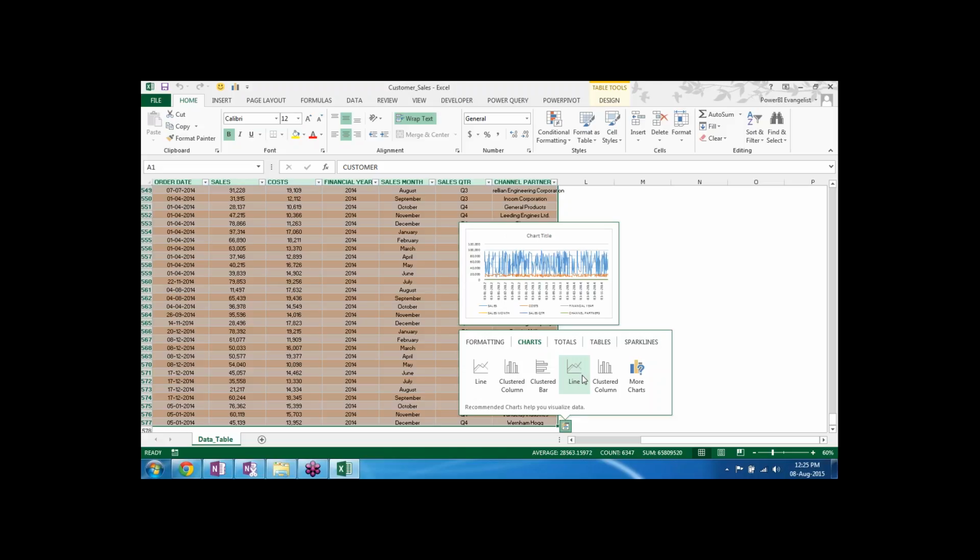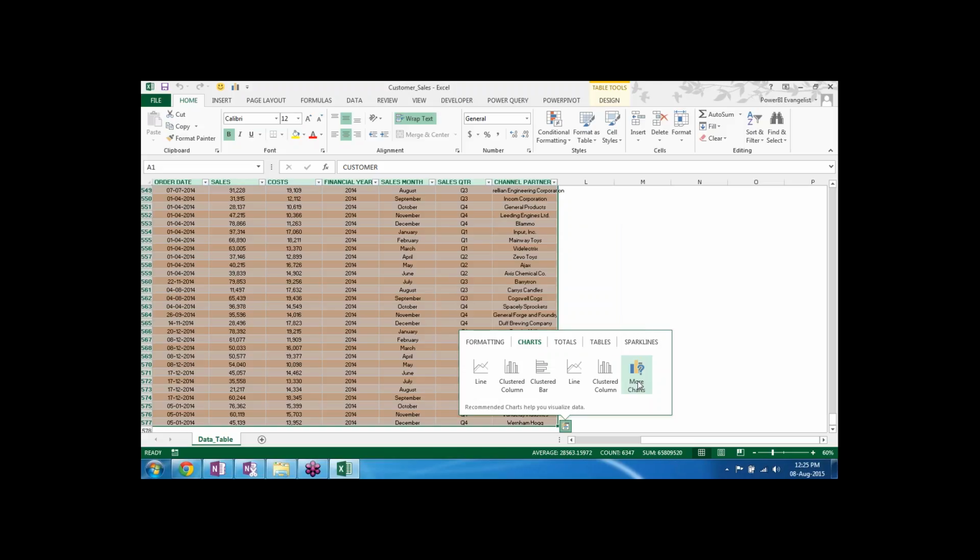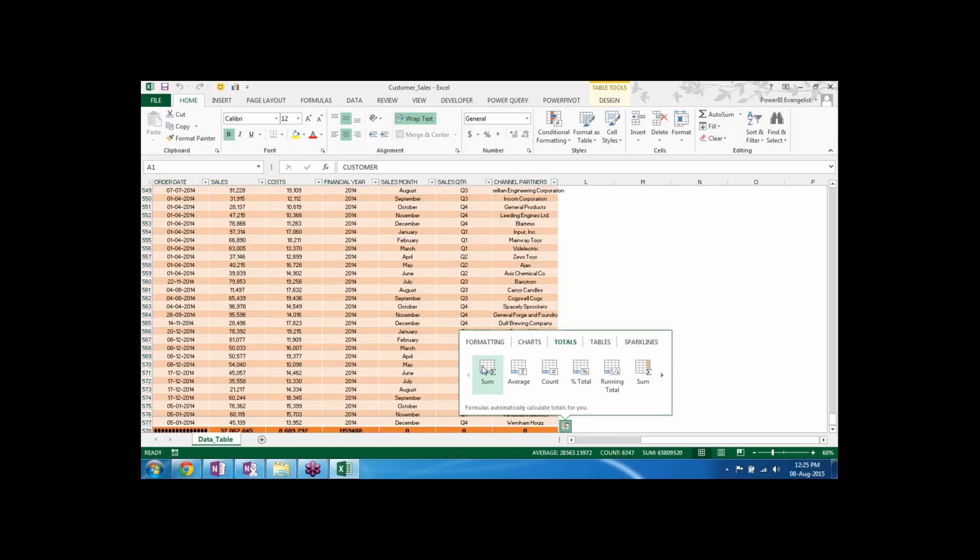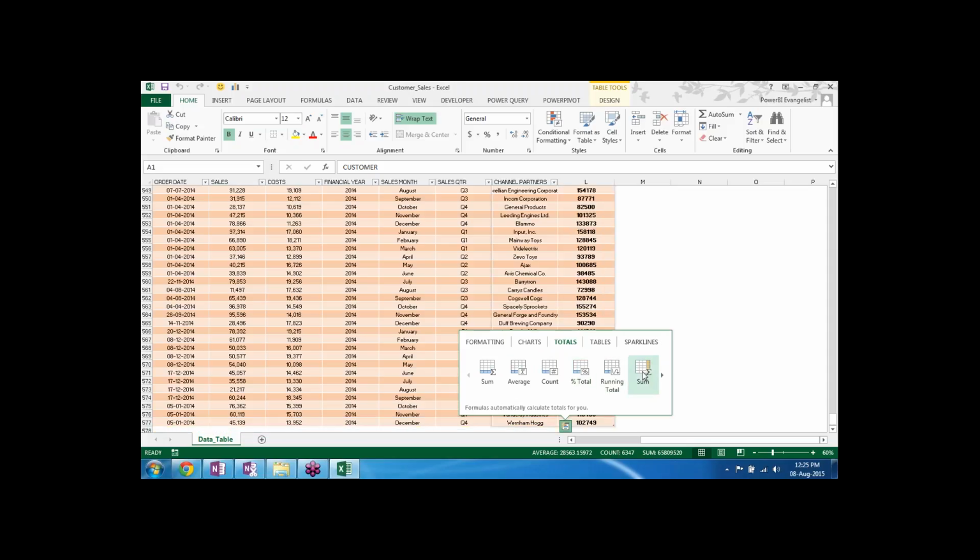I say, can you show me some relation? So line, clustered column, and there are some more charts. These are some visualization techniques that we can do instantly on this particular data. Then I say totals. Can you show me the sum? Instantly it shows me the sum. Wherever sum is possible, it shows me the sum. Average, it shows. Count it shows, total it shows, running total it shows, and sum of the columns, sum of the rows, both things are there.